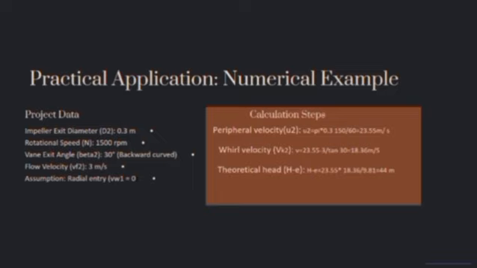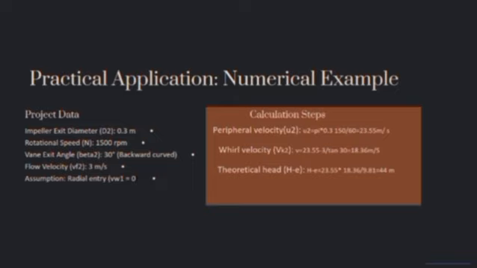Now the practical application: a numerical example. The project data: impeller exit diameter 0.3 meter, rotational speed 1500 RPM, blade exit angle 30 degrees, flow velocity 3 meters per second. The assumption: radial entry, Vw1 equals 0. The calculation steps: the required value is to find the head.